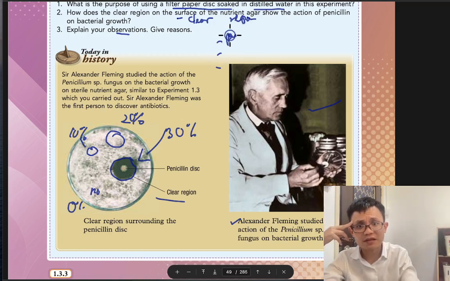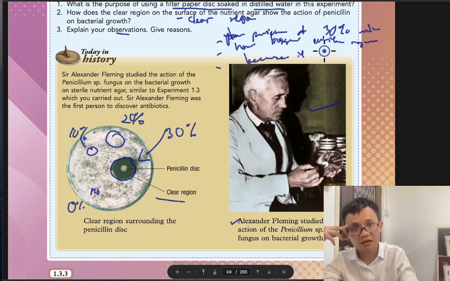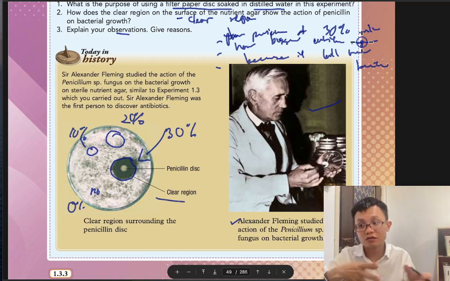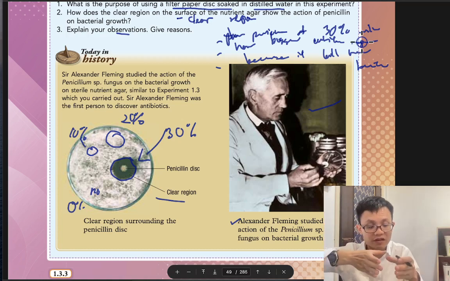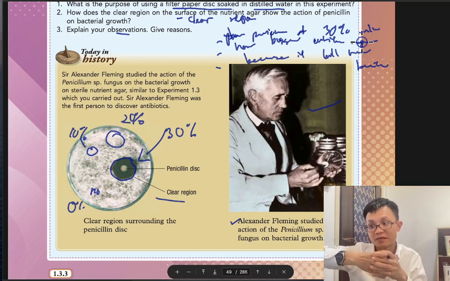So you can say the penicillin of 30% will have a bigger white region because it kills more bacteria, okay? And then another one has lesser, so it kills fewer bacteria, so the size of the white area is smaller, okay?